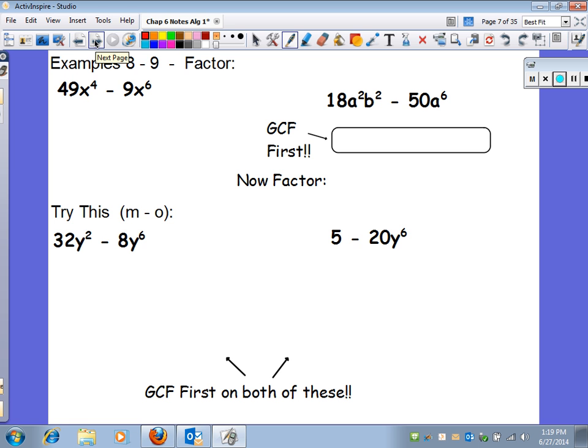Here's examples 8 and 9. A little bit more to them. Not a lot, but a little bit. Here is 7x squared times 7x squared. Here's 3x to the third times 3x to the third. So if you remember from first semester, when you multiply the same base, you add the exponents. So this would be 7x squared plus 3x to the third, 7x squared minus 3x to the third.